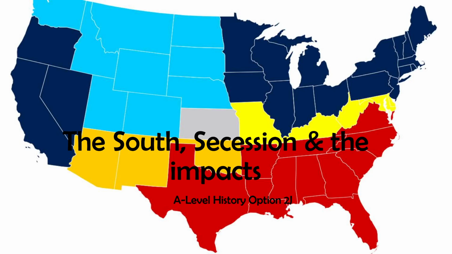This is going to be our last lesson for Year 12 American Nation Divided. This is A-Level History Option 2J. So we're going to be talking about the South, Secession, and essentially how that led up to the Civil War.